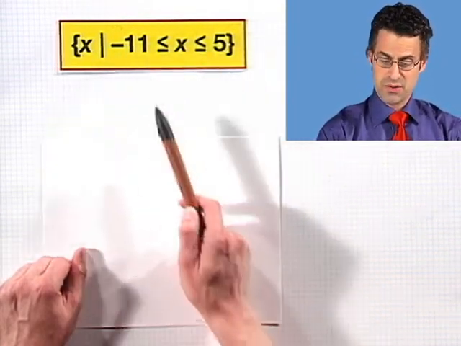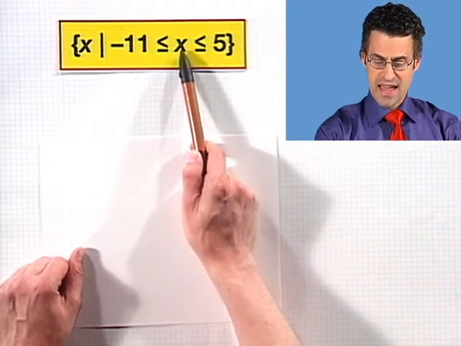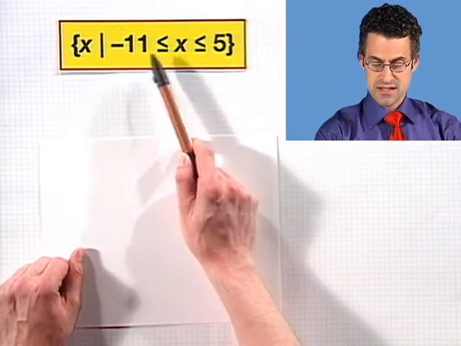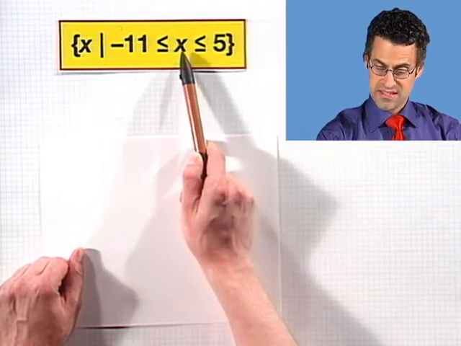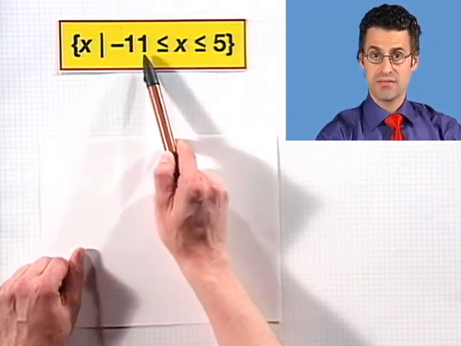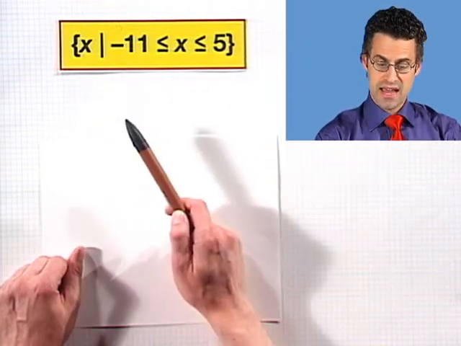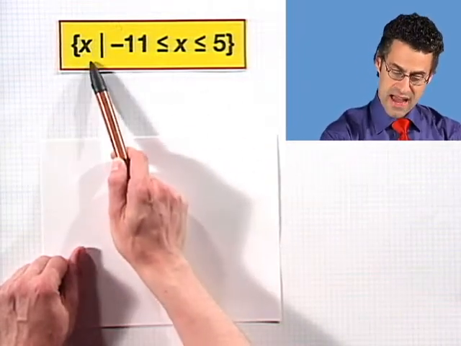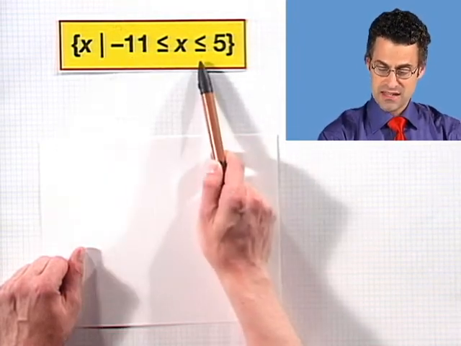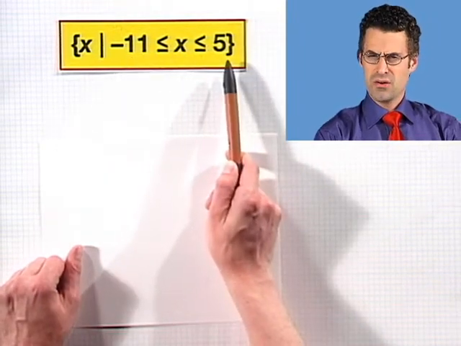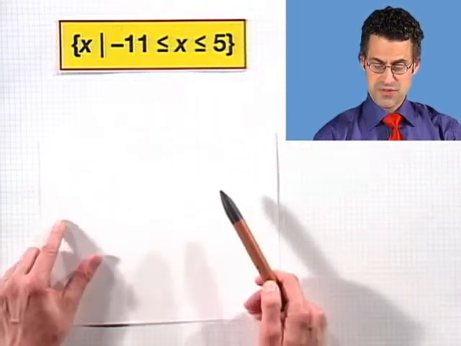Now, what's this condition? Well, this condition means that it's all the x's that satisfy this collection of inequalities. The x's are less than or equal to 5, and at the same time greater than or equal to negative 11. So if you were to read this out, we'd say this is the set of all x such that x is greater than or equal to negative 11 and less than or equal to 5. Now, what is that set? Well, that actually describes an interval.